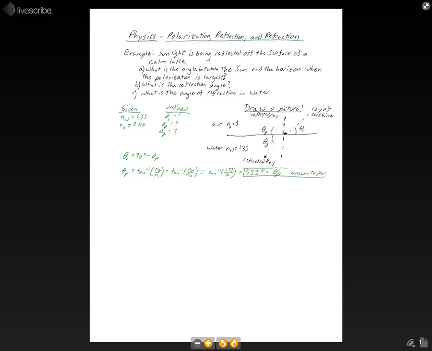Alright, and then moving on, so back up to the theta 1 equation, we have theta 1 is equal to 90 degrees minus theta p, which is the 53.1 degrees. And so theta 1 equals 36.9 degrees.